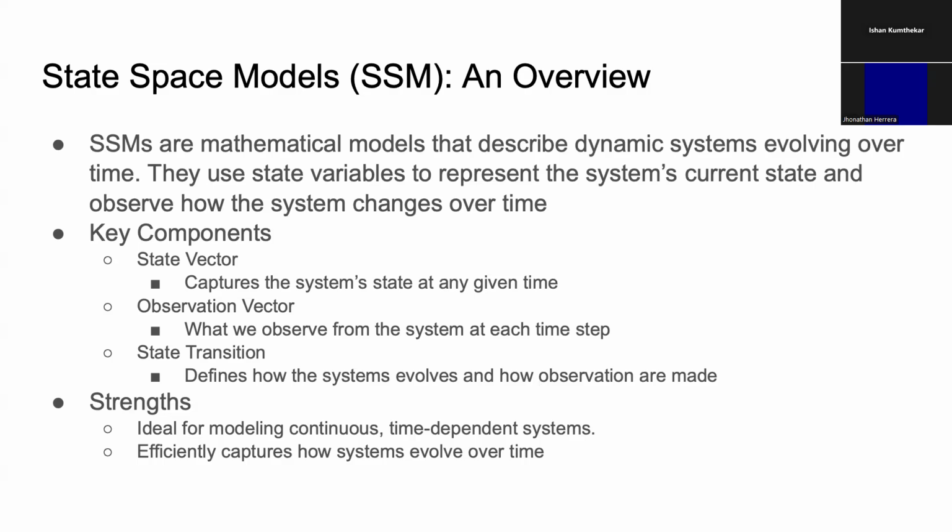In the mainstream, it's very ideal for computational continuous-time dependency systems, and it effectively captures how systems evolve over time. So what this means is it's calculated linearly. Instead of n squared like a transformer, it's just n. It calculates over time, and that's the main benefit of it.